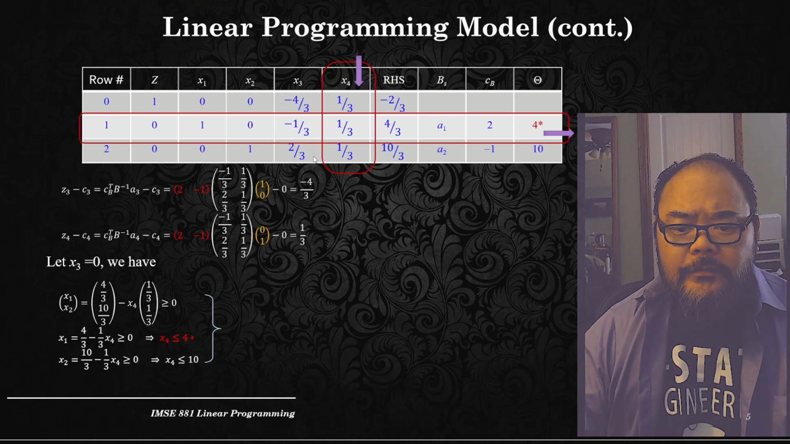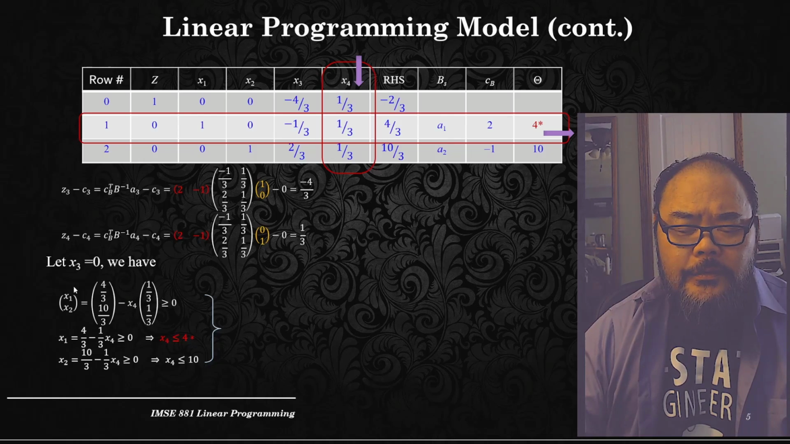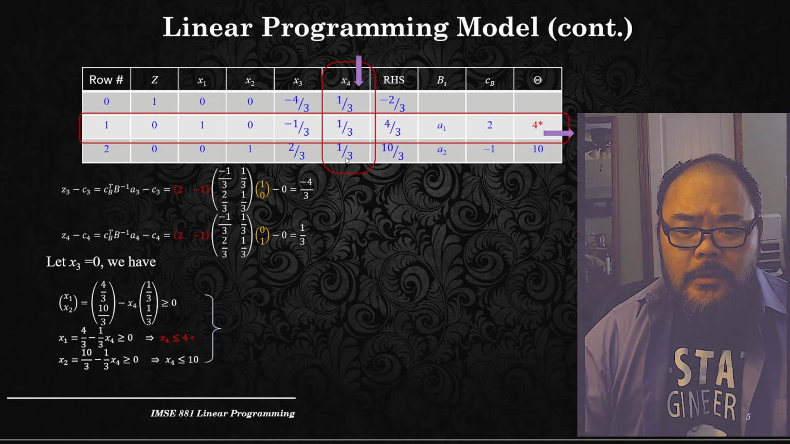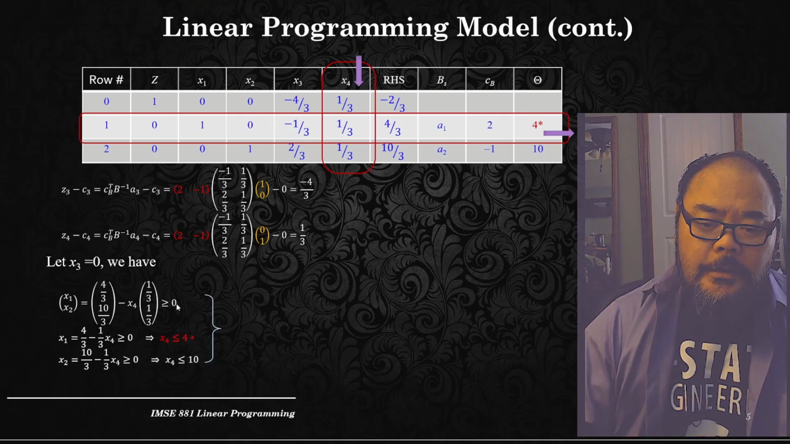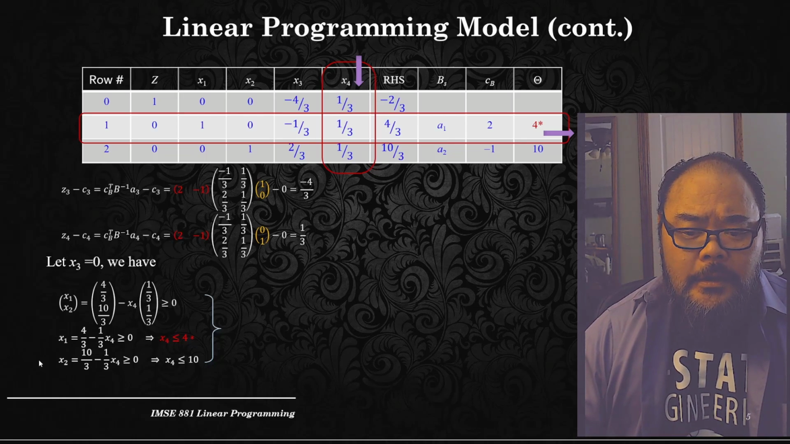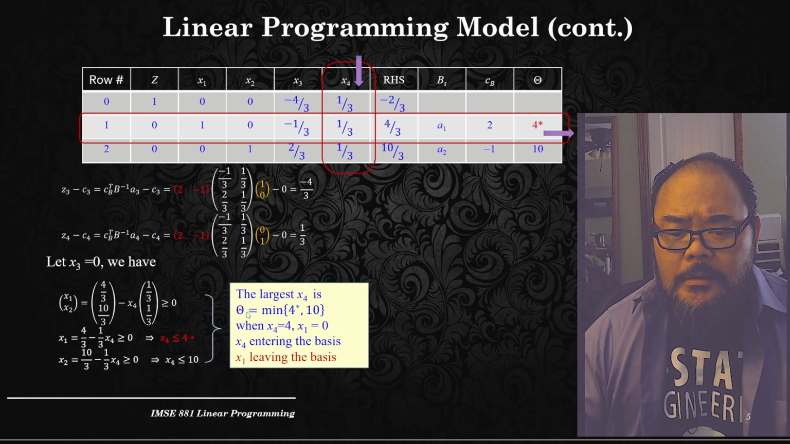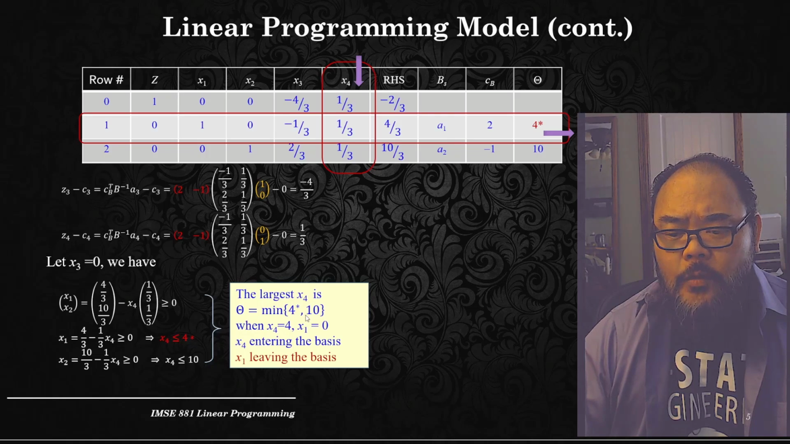So this is fairly easy. The 4 third and the 10 third, which is from here, minus 1 third of x4 and 1 third of x4, which in the future is supposed to be greater than or equal to 0. So with these two inequality constraints, x1 equals 4 third minus 1 third of x4 greater than 0, x2 equals 10 third minus 1 third of x4 greater than 0. Based on these two conditions, x4 cannot exceed 4. So therefore, the minimum ratio test is the minimum of the 4 and the 10.